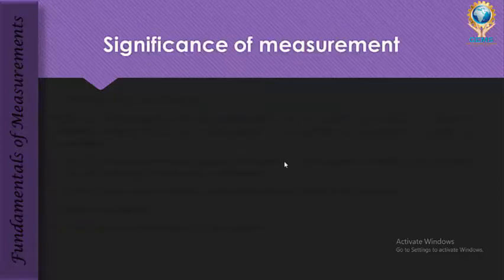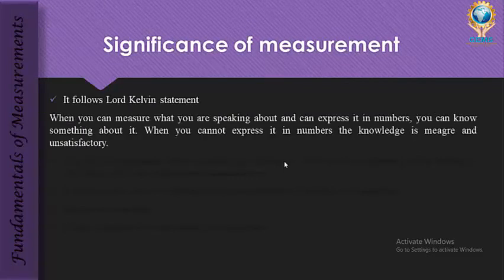So the significance of measurement starts with Lord Kelvin's statement. So what does he say? He says, when you can measure what you are speaking about, and if you can express it in numbers, you know something about it. So I told you, whenever you measure, it should be in a numerical value. Only when it is in a numerical value, then there is some fact about it. When you cannot express it in numbers, the knowledge is meager and unsatisfactory. If there is no numerical value for a measurement, then you cannot have satisfaction.